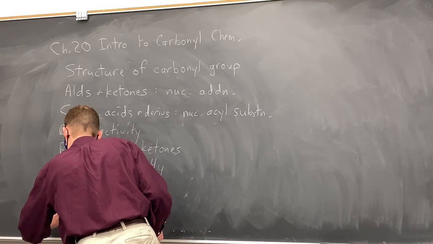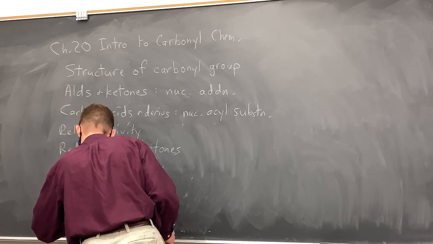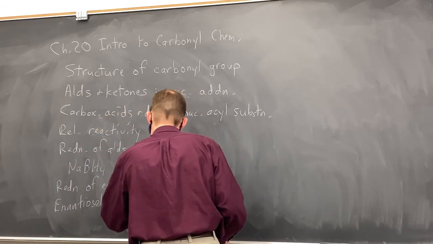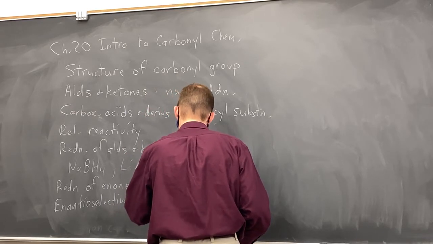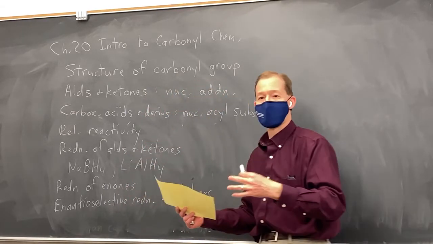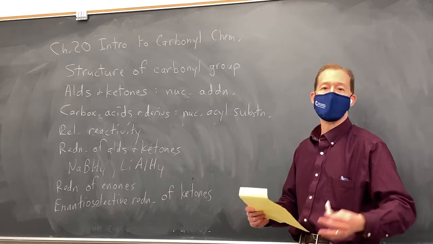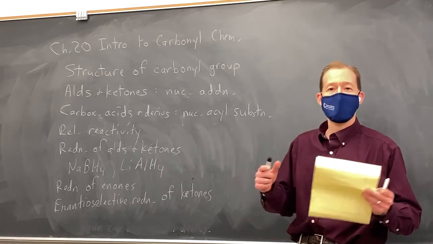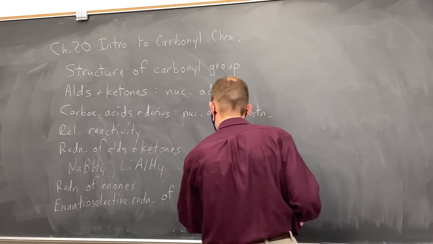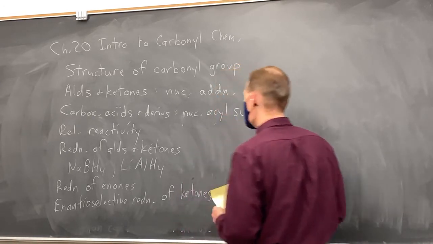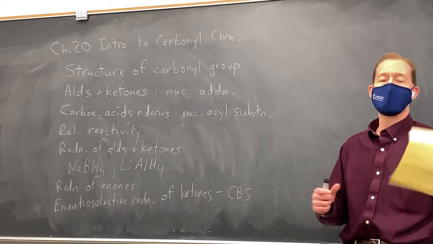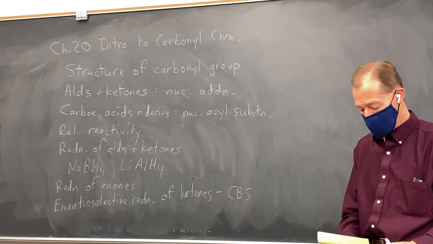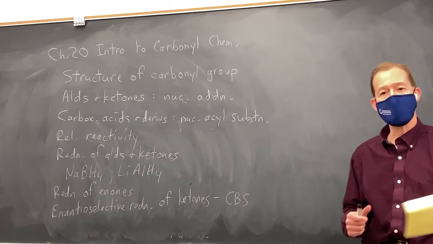Then we talked about enantioselective reduction of ketones. When we reduce a ketone that is not symmetrical, where the two R groups attached to the carbonyl are different from each other, we form a stereocenter. We form a chiral secondary alcohol. With our achiral reagents, we form a racemic mixture. But if we use a chiral reagent, a chiral reducing agent, then we can perform an enantioselective reaction that gives us a major enantiomer and a minor enantiomer. And the reagent we talked about was the CBS reagent.